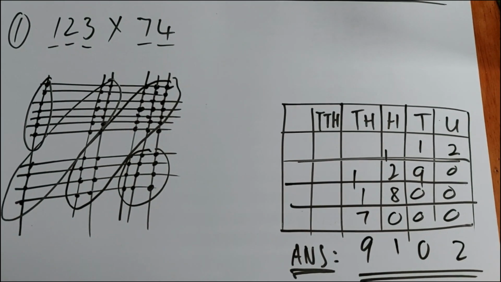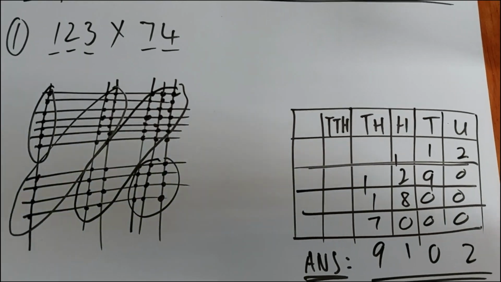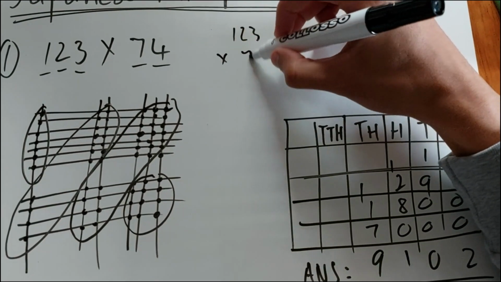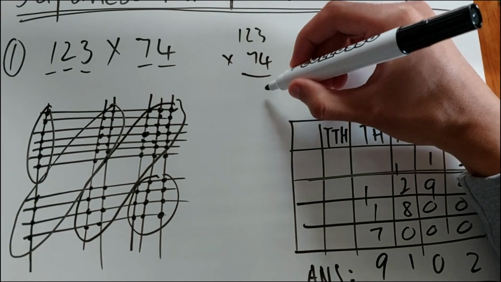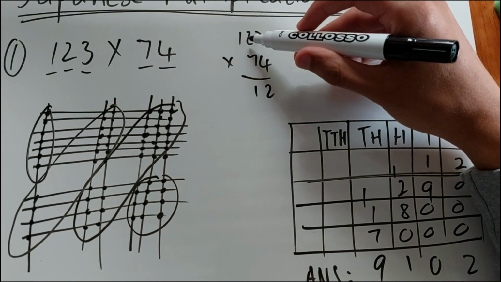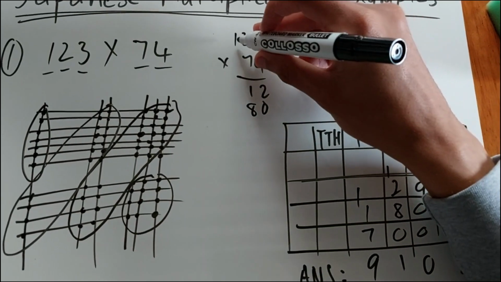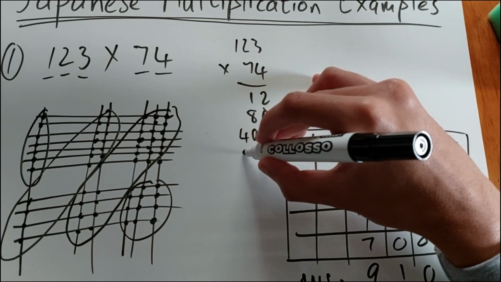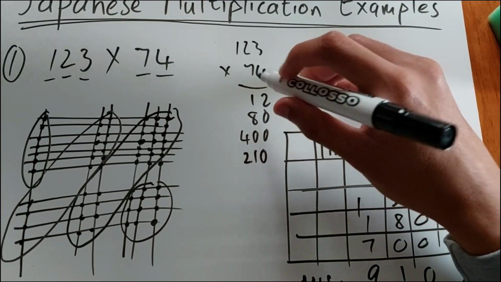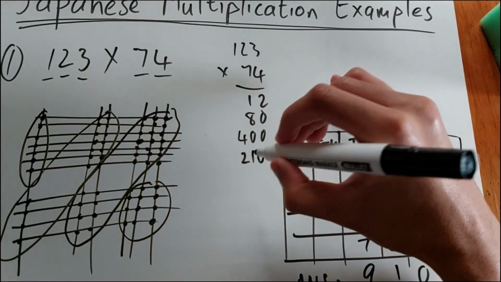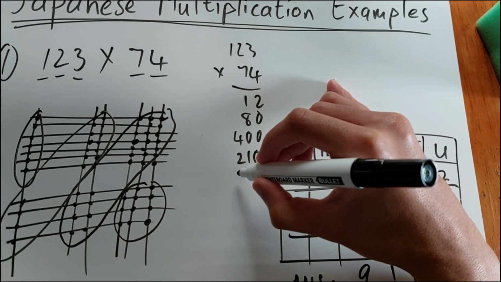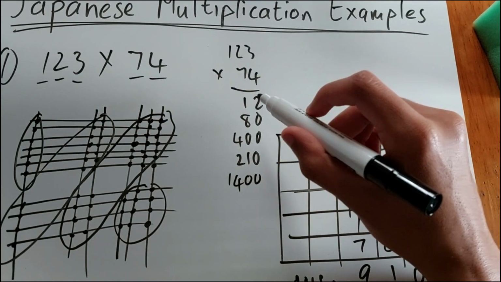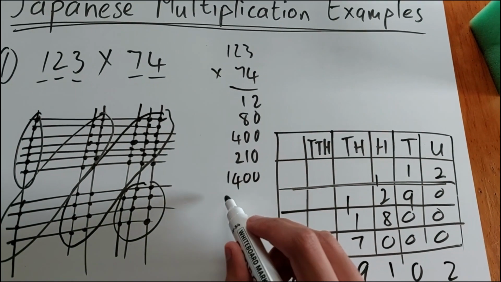Well, let me do a quick long multiplication to check if this is correct. 4 times 3 is 12. 4 times 20 is 80. 4 times 100 is 400. 70 times 3 is 210. 70 times 20 is 1400. 70 times 100 is 7000.